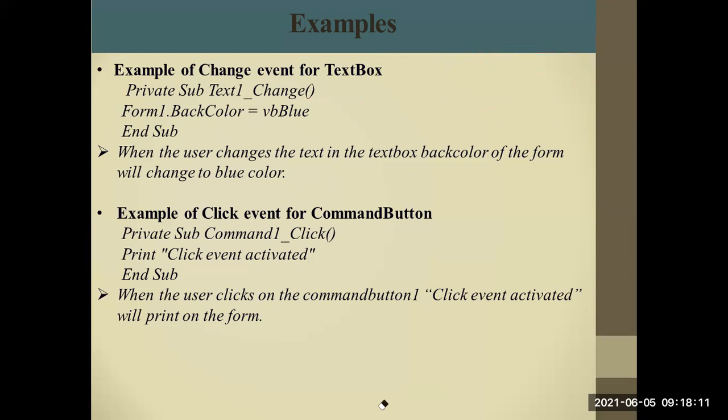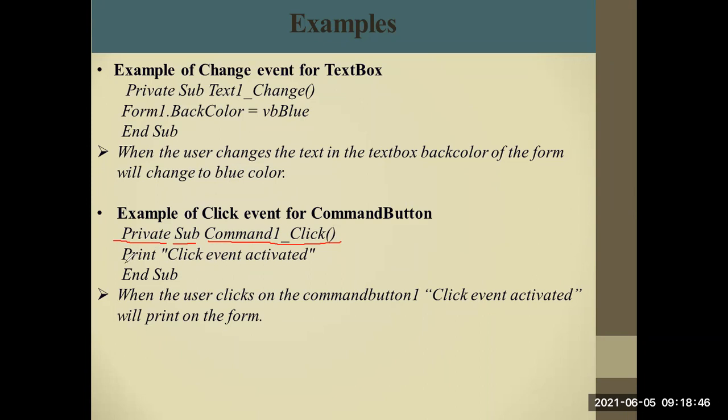Similarly, the second example discussed is a VB program which is basically used for the click event of a command button. Whenever we click the command button, what event will occur? Now same, I will have a procedure named command underscore click. Again it is a procedure, so we used sub. Then private for the access specifier, private sub command.